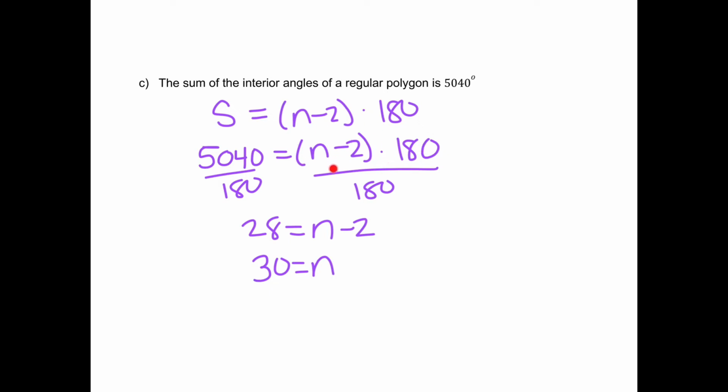We don't distribute. You can, it just takes a little bit longer and deals with larger numbers. I'm just going to get rid of this multiplication right off the bat by dividing both sides by 180. So there are options, but this is just the fastest way to do it most efficiently. And then just add 2 to both sides. So the 30-gon has 5,040 degrees on the inside.